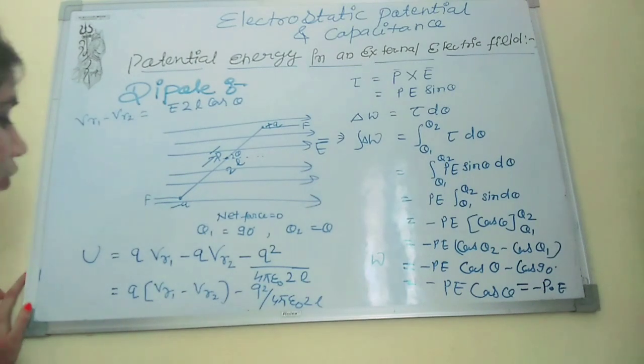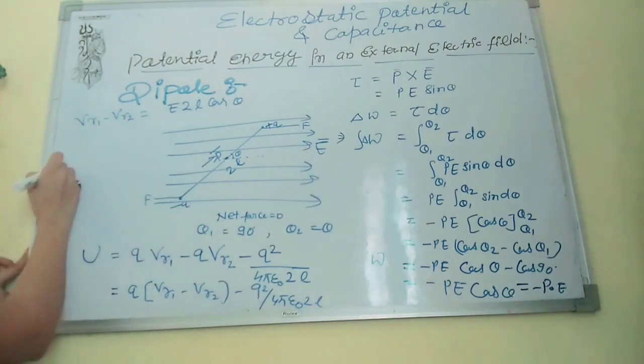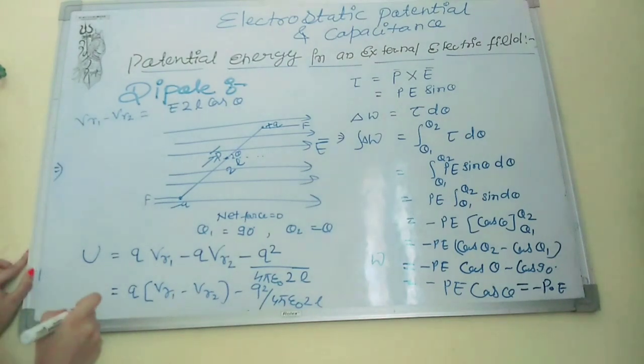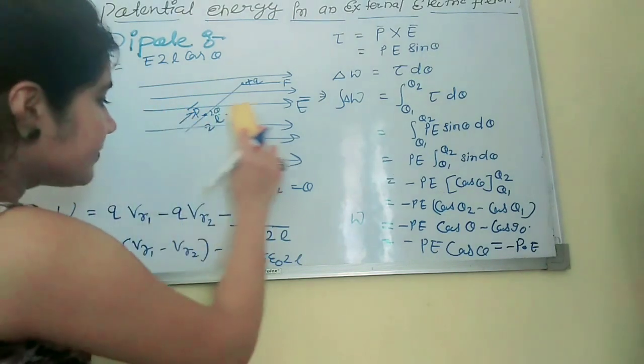So what we will do, we simply put the value here. Just take a screenshot and then I will rub this diagram. Take a screenshot. Okay, now I'm rubbing it.